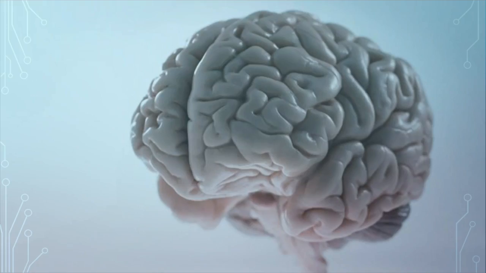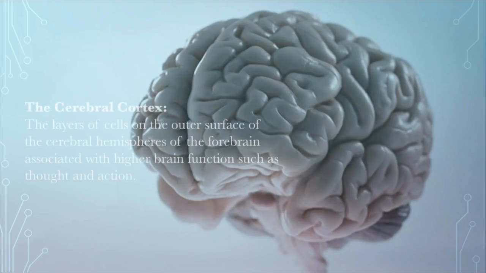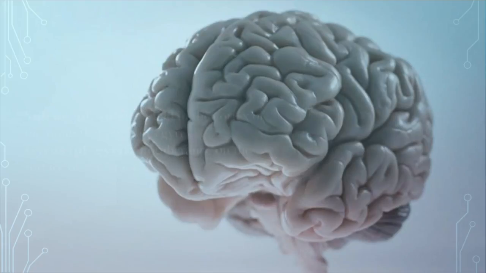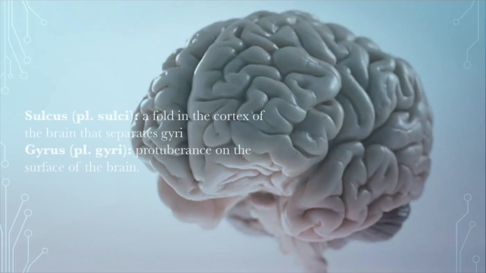The cerebral cortex is the layer of cells on the outer surface of the cerebral hemispheres of the forebrain, associated with higher brain functions such as thought and action. It is made up of sulcus and gyrus that allow for more surface area of the brain while it remains proportional to the rest of the body.